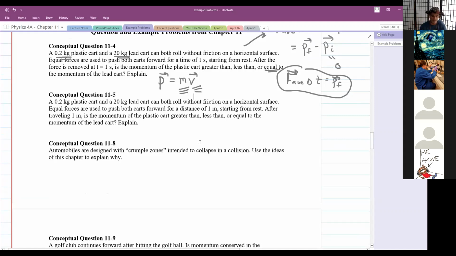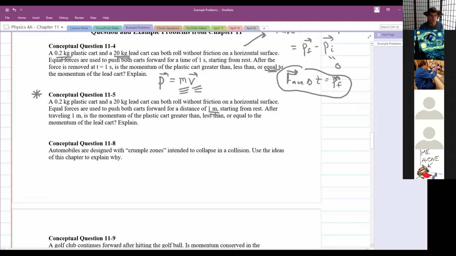So, second one, same concept, but a little bit different. A 0.2 kilogram plastic cart and a 20 kilogram lead cart can both roll without friction on a horizontal surface. Equal forces are used to push both carts forward a distance of 1 meter starting from rest. First case, we push both carts for 1 second. Now we're pushing both carts over a distance of 1 meter.